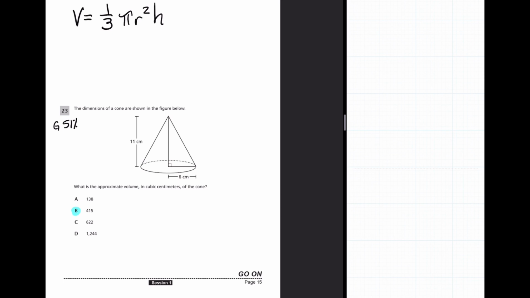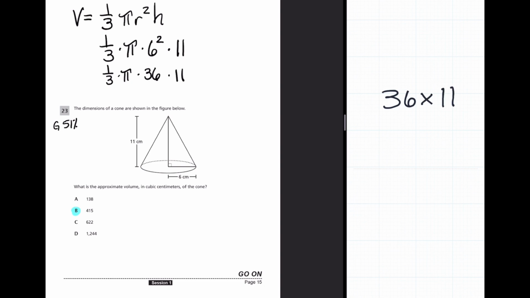So we have the radius is 6, so 1/3 times pi times 6 squared times 11. We'll start simplifying this out. 1/3 times pi times 36 times 11. Let's start fixing that 36 times 11, and that's volume is equal to 396 over 3 times pi. Getting closer. So now I'm going to simplify 396 over 3.